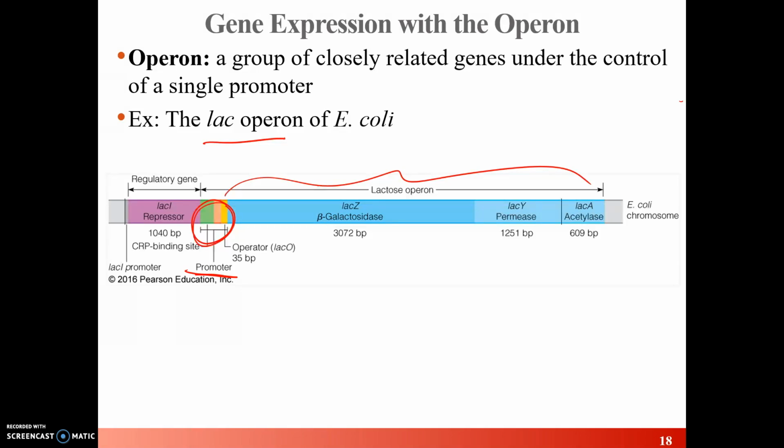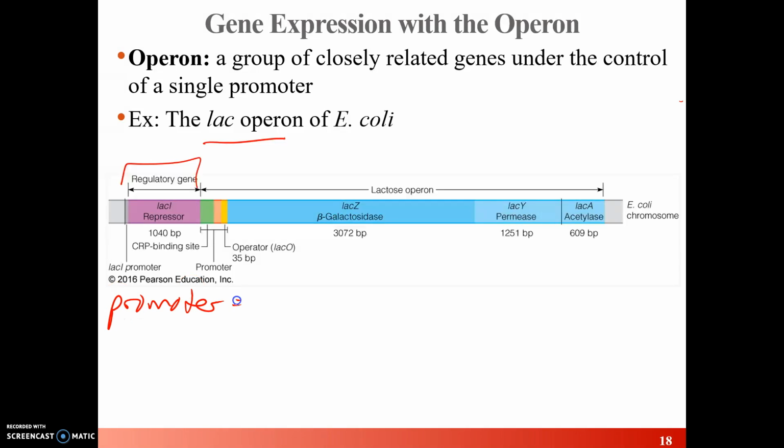The lac operon is also unique and interesting because it has a regulatory gene upstream of the promoter, okay? And so just to be super clear, a promoter is the binding site for RNA polymerase, okay? There are other components that are involved and vocab words that you definitely need to know in order to be able to explain the function of the lac operon, okay?